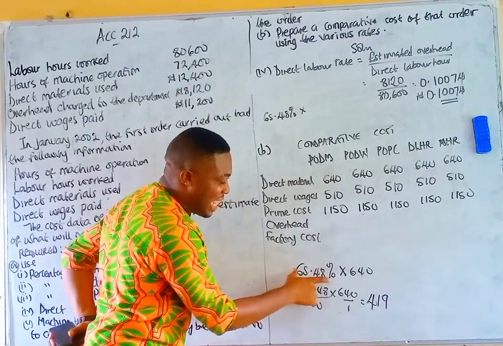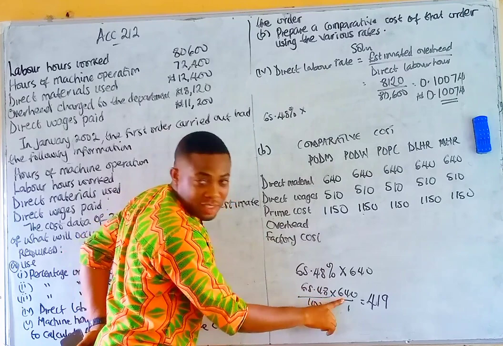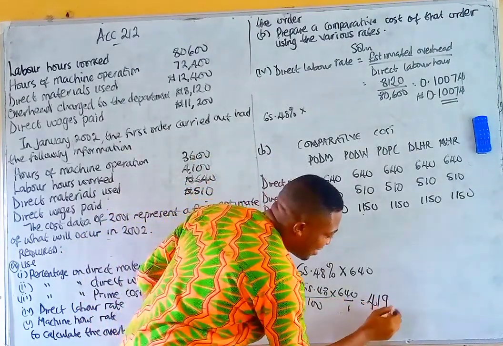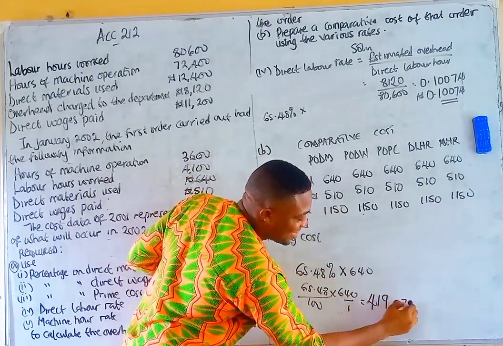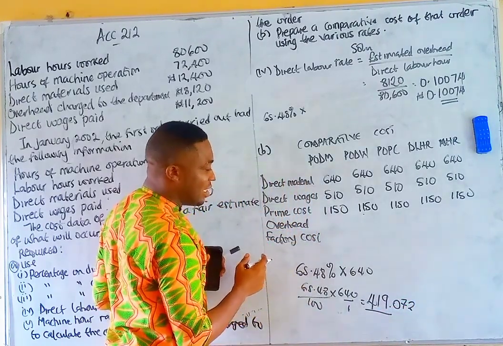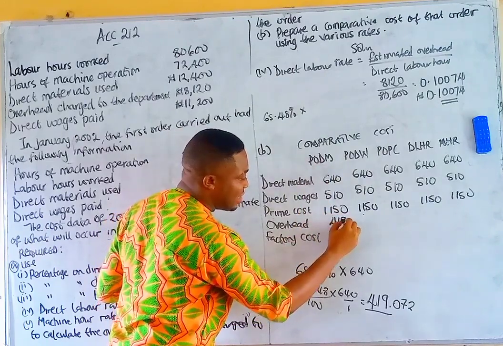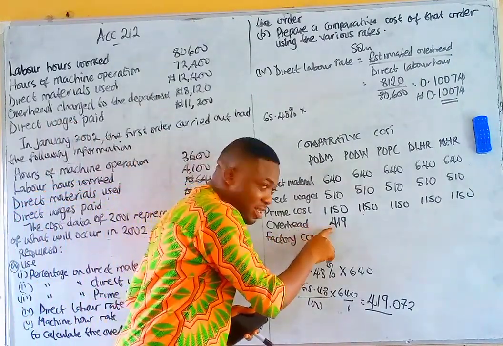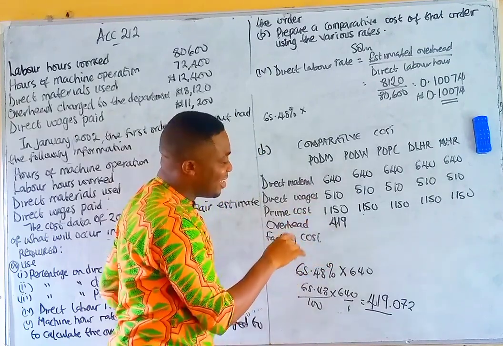65.48 divided by 100, that is 65.48%, times 640. That gives 419.07. We take the whole number, 419. So the overhead that will be absorbed on direct material is 419. Do you know how we got this?